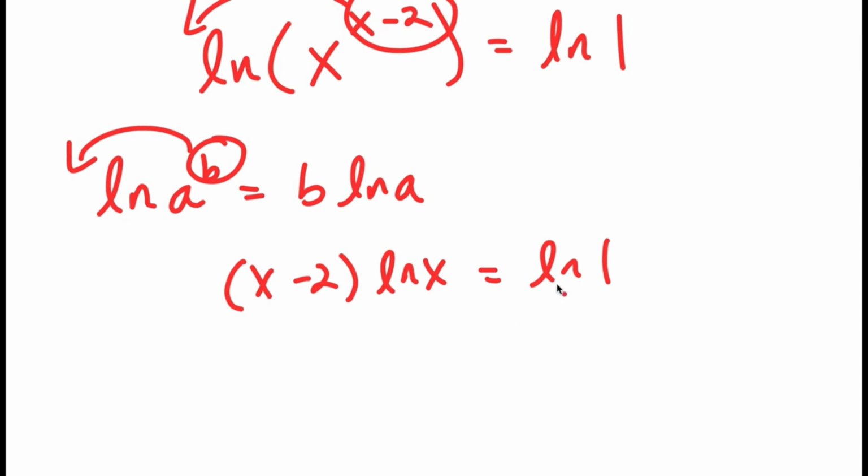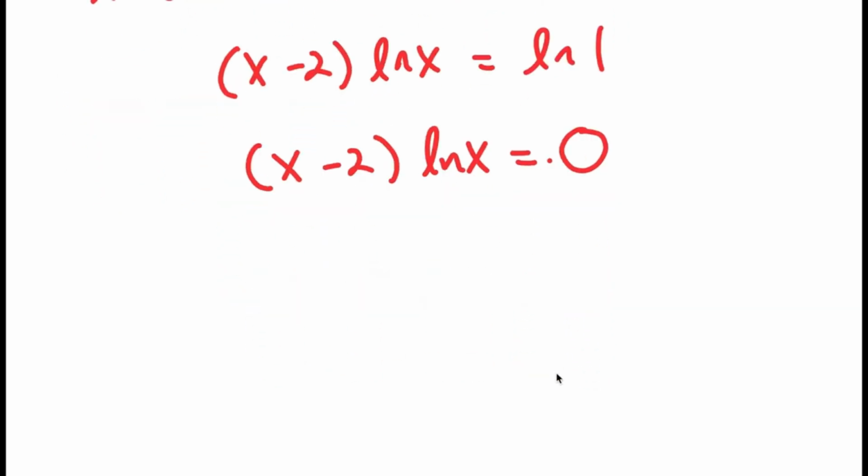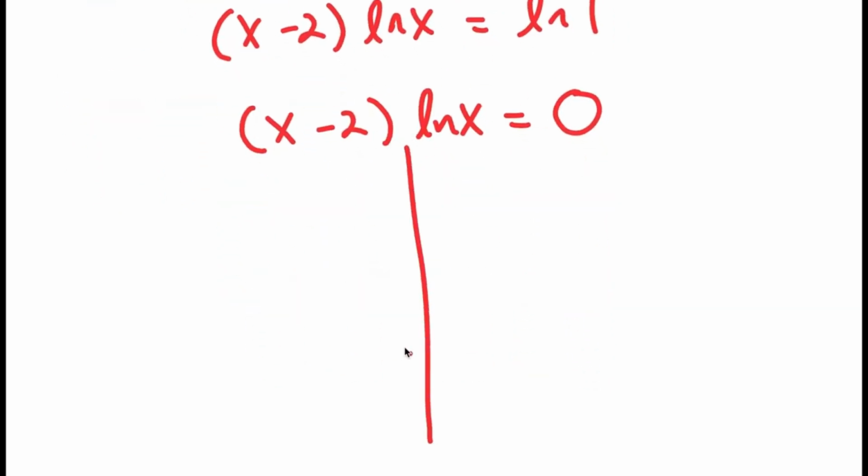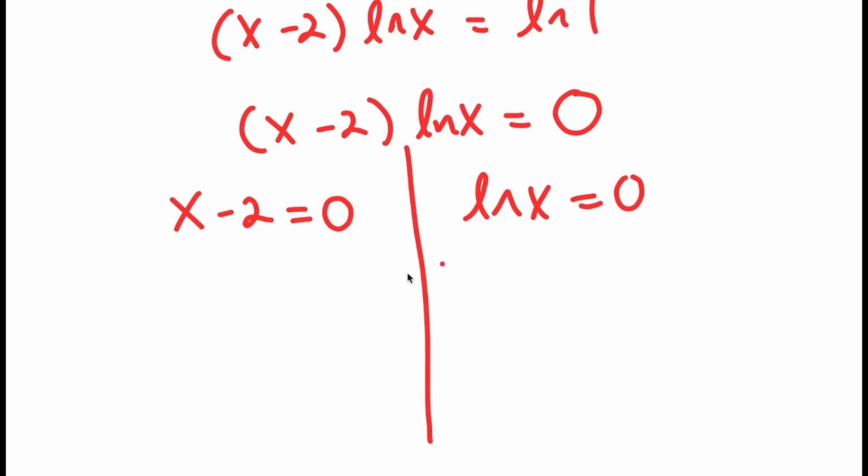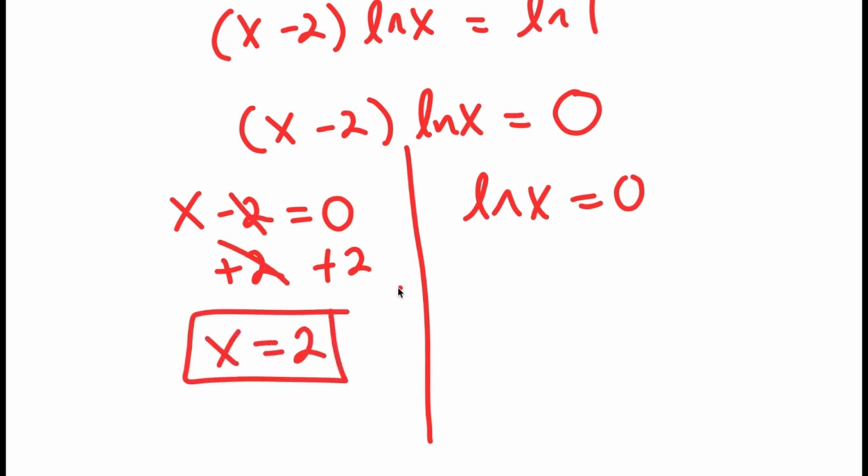Now, if you didn't already know, ln 1 is actually equal to 0. So I get x minus 2 times ln x is equal to 0. And now I basically have two different equations. My first equation is x minus 2 equals 0, and my second equation is ln of x equals 0. So let's solve the first equation because it's the easiest. All I have to do is add 2 on both sides, and I get x is equal to 2. So this is one solution.